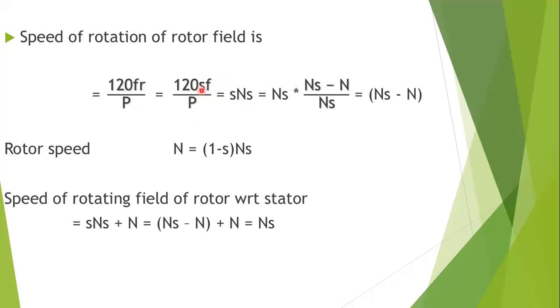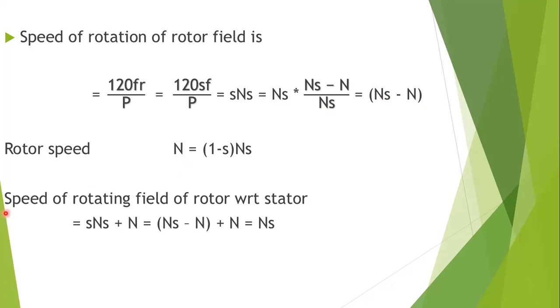So the total equation I can write as S into NS. That is equal to S into, what is the slip formula? NS minus N by NS. So the total becomes NS minus N. So totally N is equal to 1 minus S into NS.